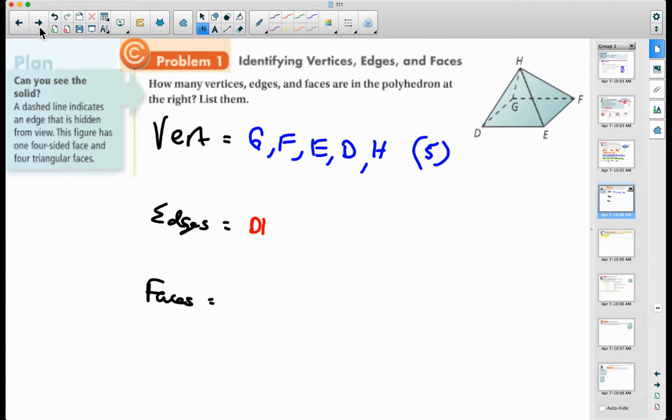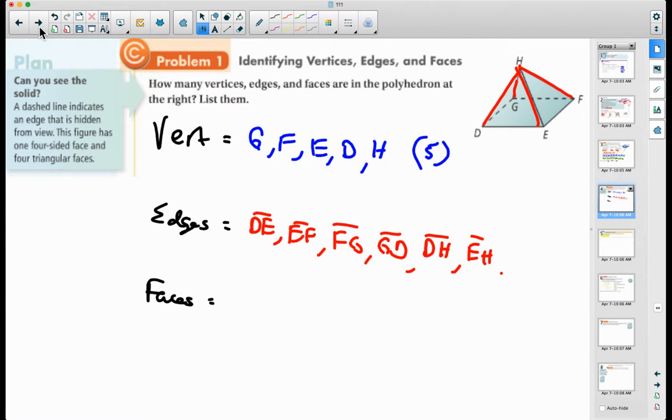So I have DE, EF, FG, GD. All right, so that's the 4 around, and then I have all these sides that are going up, all right, to the pyramid's vertex. So I have all of those as well. Okay, so that's going to be DH, EH, FH, and GH for a total of 8.